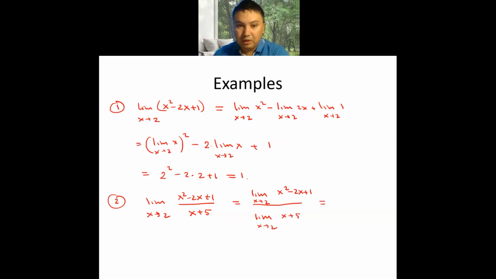So what happens at the top? Well, from before, we already know that this is equal to 1. Now, if x goes to 2, what is this? This is the limit of x plus the limit of 5. The limit of x is equal to 2. The limit of 5 is equal to 5. So this is 2 plus 5. So this is 1 over 7. Okay?